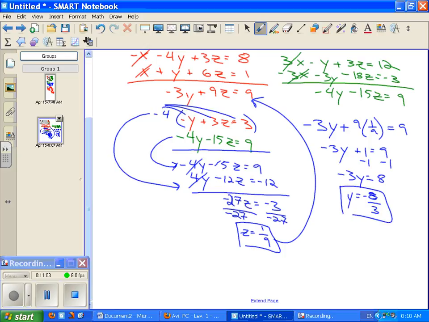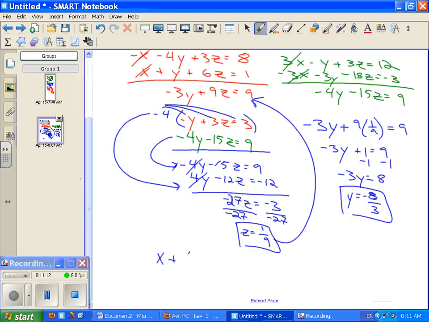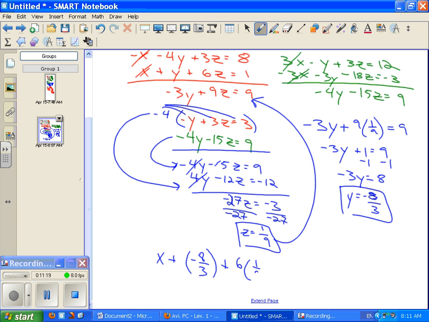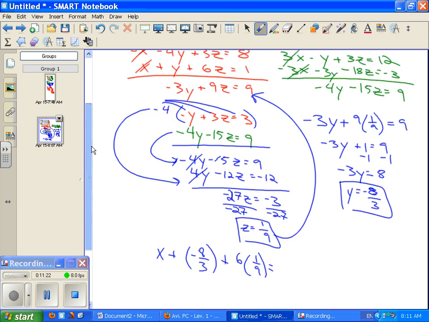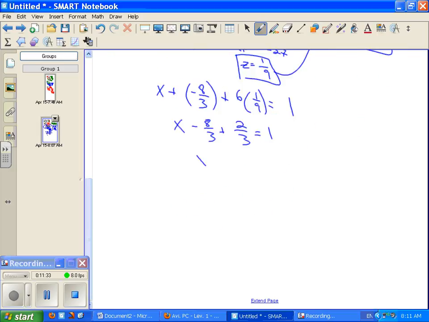Alright, and now I need an x. Bottom one. So x plus y plus, or is it minus? Plus 6z equals 1. Okay. Well, x minus 8/3 plus 6 over 9, 2/3, that's kind of convenient, I guess. So I'm going to get x minus 6/3.